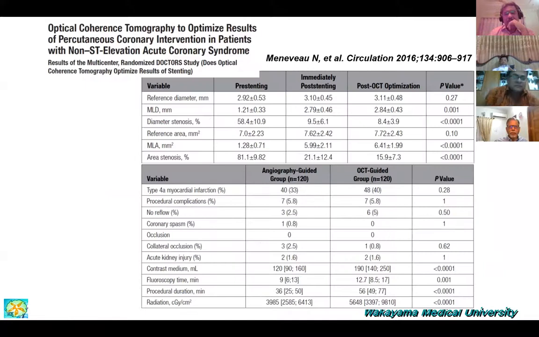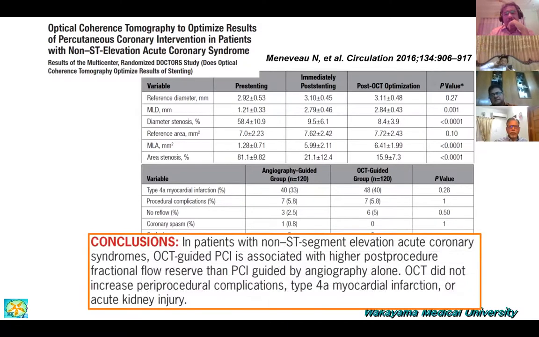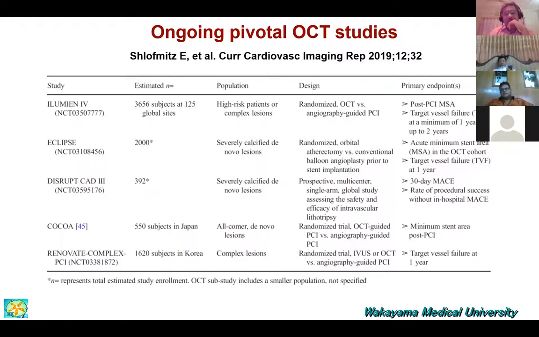But there is no significant difference in the clinical result because of the small number. Based on this result, though, MLA is good and area stenosis is smaller in OCT guidance, as shown in this slide. Therefore, we are expecting a comparison of OCT-guided and angio-guided PCI, and also OCT-guided and IVUS-guided PCI.